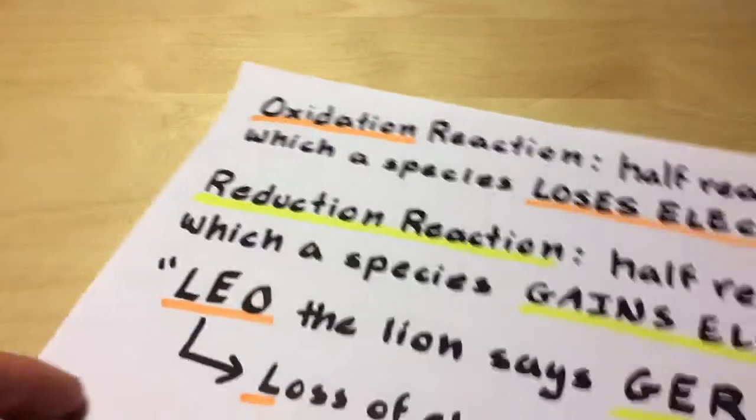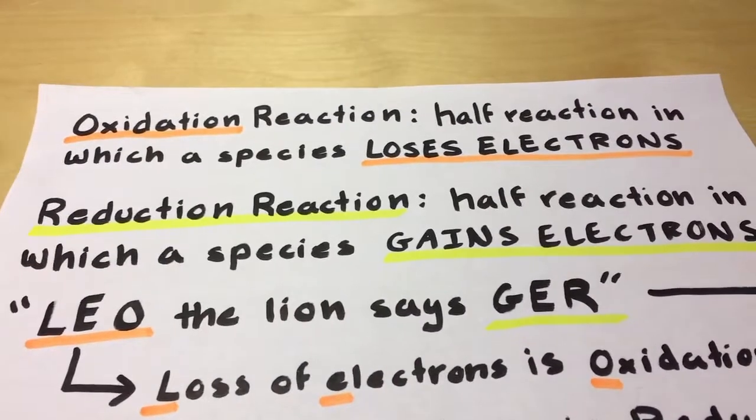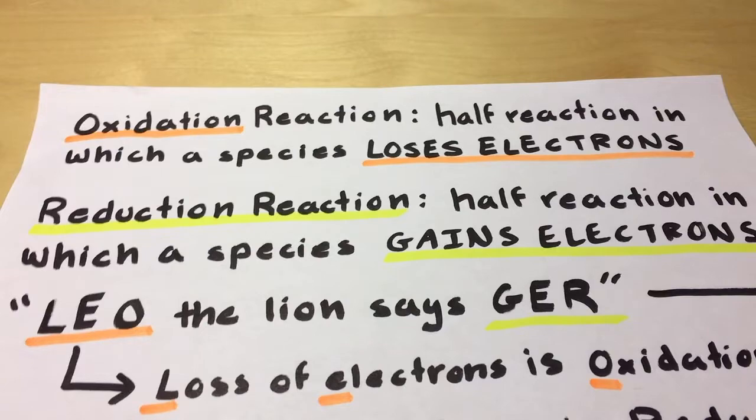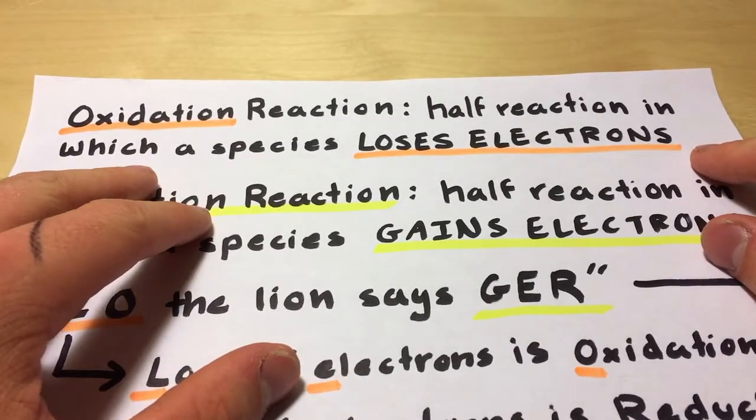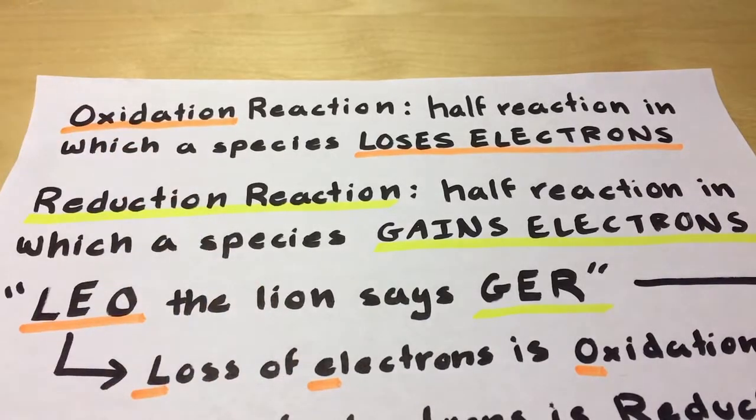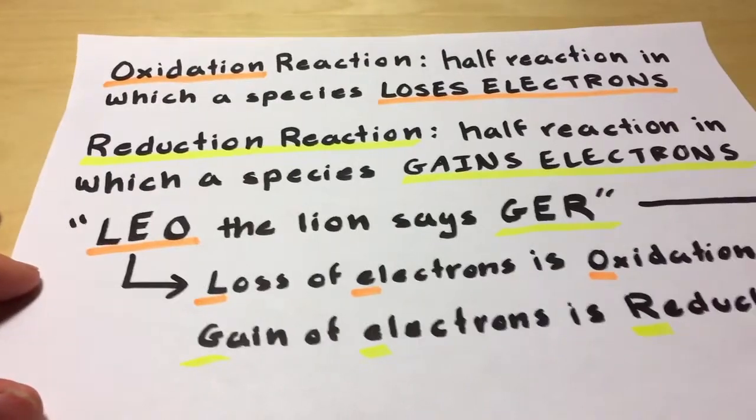Now, what are oxidation and reduction reactions? An oxidation reaction is a half reaction in which a species loses electrons, becomes more positive, if you may. A reduction reaction is a half reaction in which a species gains electrons.